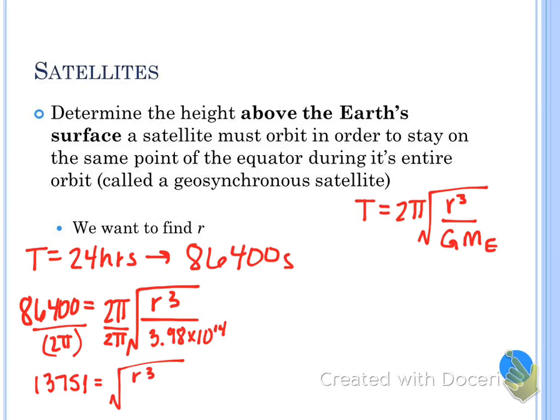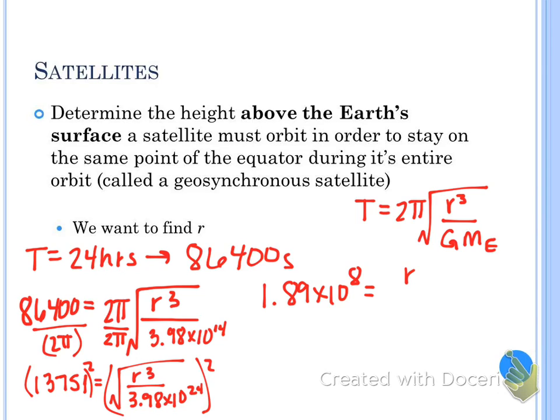equals square root of r cubed over 3.98 times 10 to the 14th. So what do I need to do next? What's my next step? Yeah, I have to square both sides to get rid of the square root. So I square this side, and I square this side. Okay, if you haven't noticed, this chapter's a lot of algebra. Times 10 to the 8th equals r cubed over 3.98 times 10 to the 14th.